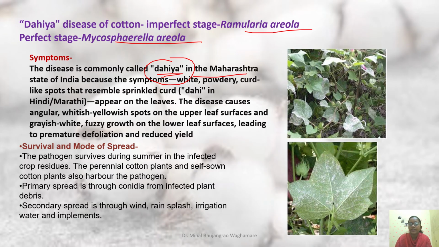So the curd looks white in color. The symptoms we can see are whitish, powdery, curd-like spots on the leaf. This disease leads to whitish yellow spots on the upper leaf surface and fuzzy growth on the lower leaf surface, and leads to yellowing of the leaves and defoliation of the leaf. It also reduces the boll size and ultimately reduces the yield.